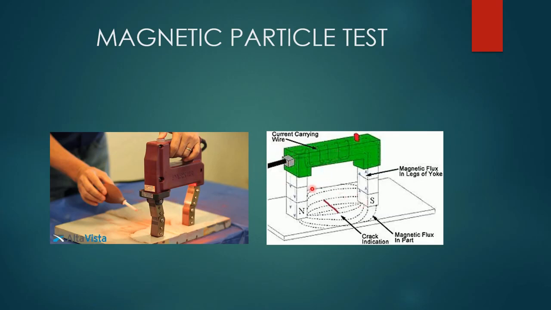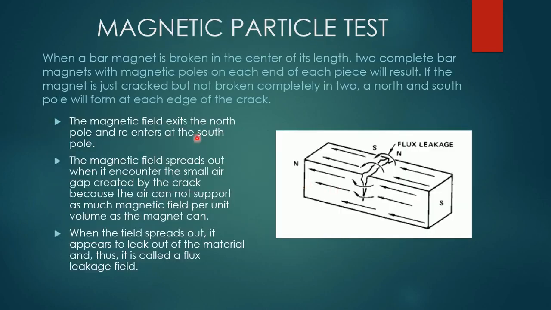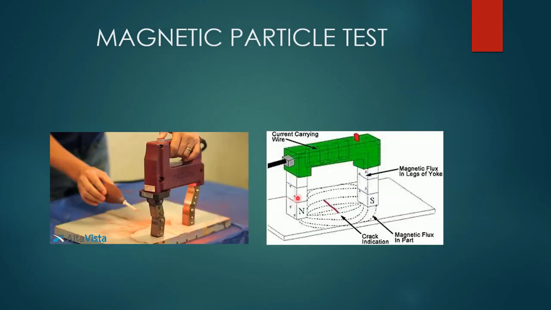So due to that, these magnetic bars, or you can see these two magnets, will generate a magnetic field. When an electric current passes through the component over here, and we have to identify the crack, a magnetic field comes into existence in the perpendicular direction. As I was telling earlier, the magnetic field exits the north pole and re-enters at the south pole. So you can see it is coming out from the north pole and goes into the south pole, and again it comes out from the south pole and goes into the north pole.